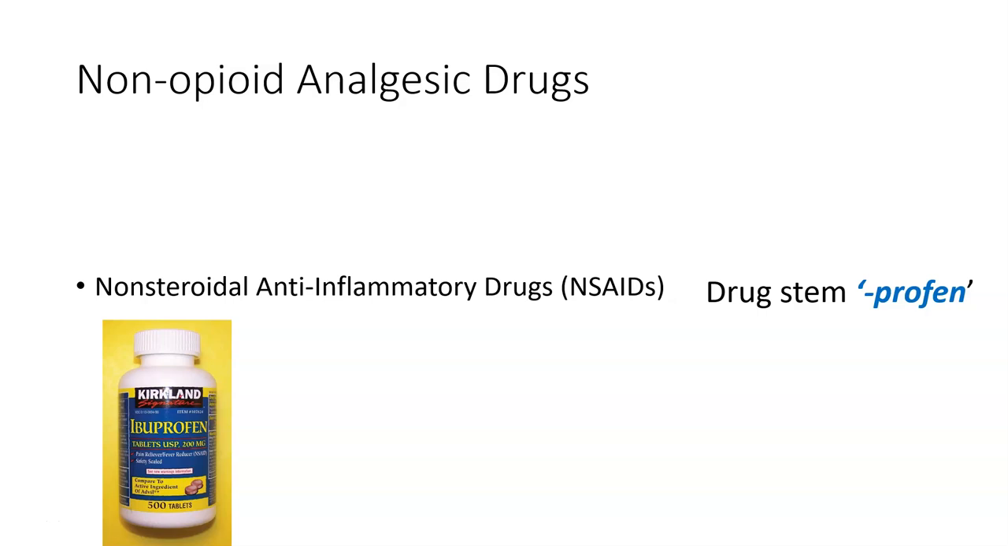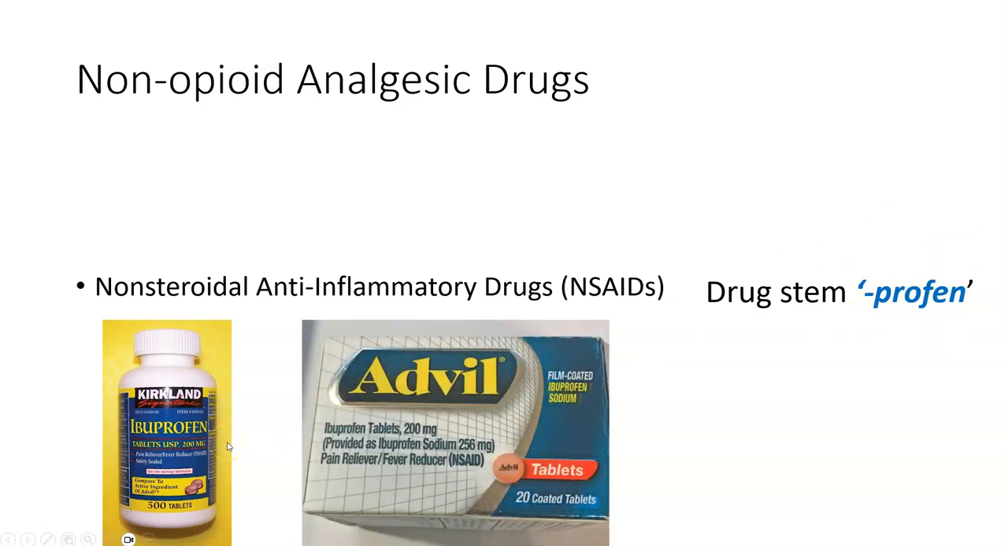Ibuprofen is the prototype drug in the NSAID class. So ibuprofen ends in that profen, and it has 2 brand names, Advil and the other is Motrin. Now, patients who are allergic to aspirin should not take NSAIDs. There is also a cross-sensitivity.